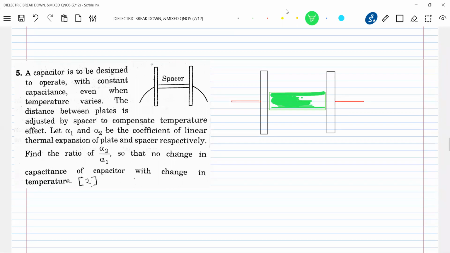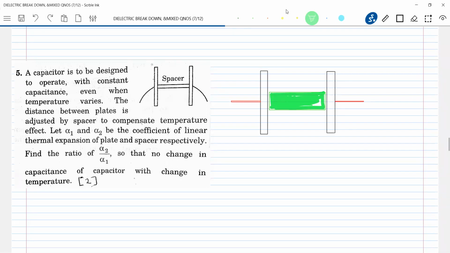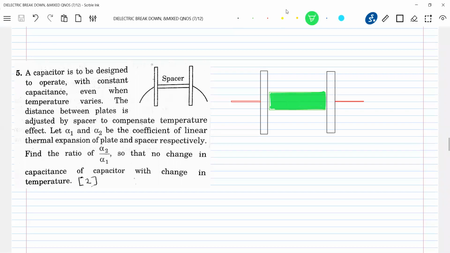So how do we nullify the effect of temperature on the varying capacitance? Meaning though the temperature increases, still what should happen? The capacitance should not change. Shall we take insulating plates?